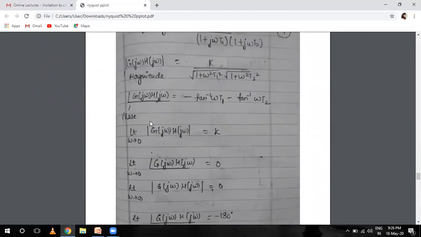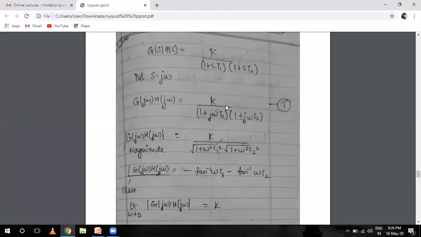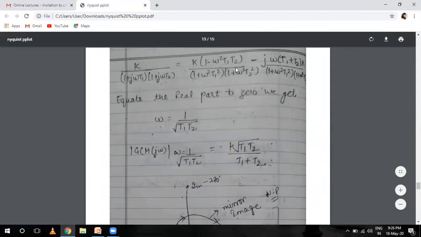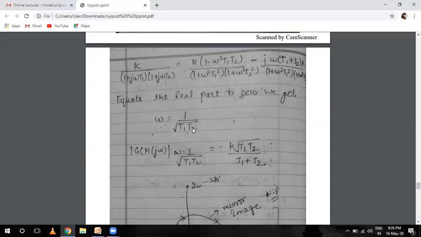Firstly rationalize this equation, separating the imaginary and real parts. Till now, in the polar plot we have been finding all these things. When we put the real part to zero, we get the value of omega equals to 1 upon under the root T1 into T2. So when we put this omega equals to 1 upon under the root T1 T2 in the magnitude, then you will get K into under the root T1 T2 upon T1 plus T2.